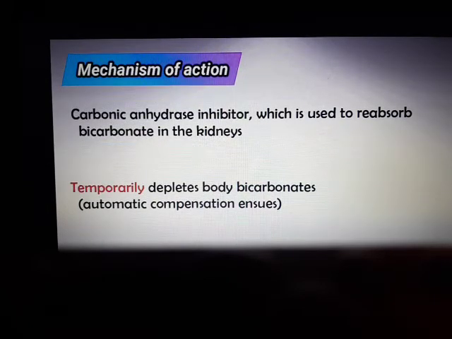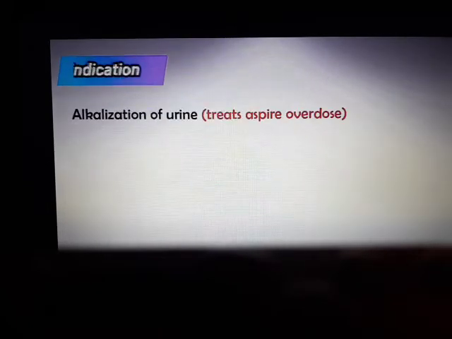We can use it to alkalize the urine, because the urine will have a lot of bicarbonate that we did not reabsorb. And note that alkalization of urine will treat aspirin overdose.